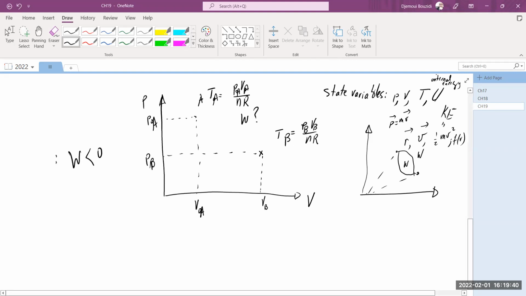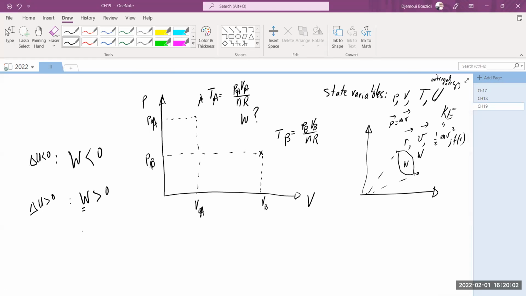If W is negative, that means delta U is negative. That means we lost energy in the form of work. Or if W is positive, that means the energy has gone up by this amount. That means we did work on the gas. We added energy to it in the form of work. So that's question number 1.